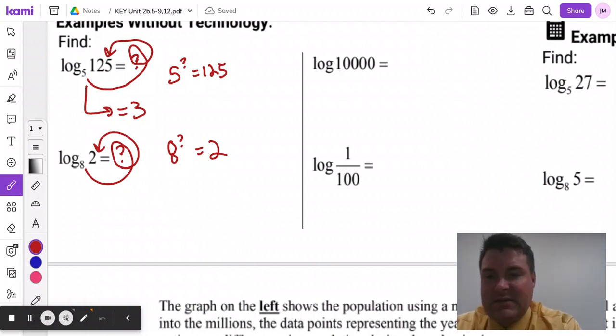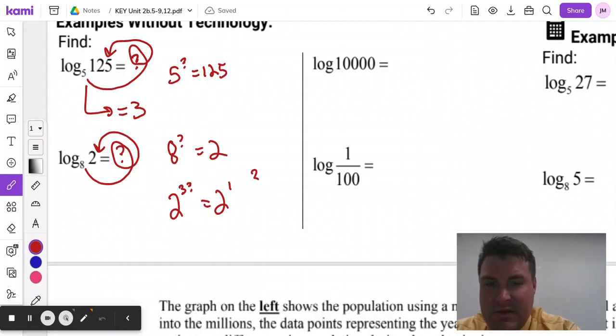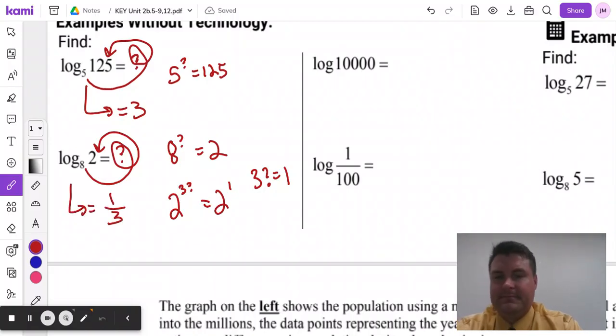Rewrite 8 as a base. Well, this is going to be 2 to the 3 question mark equals 2 to the 1. So I have 3 question mark equals 1. What's the question mark? Divide by 3. The answer is 1/3.